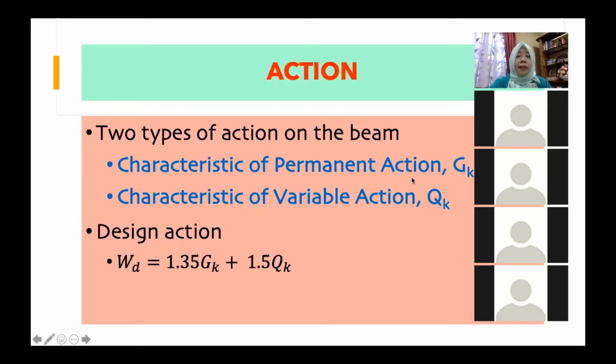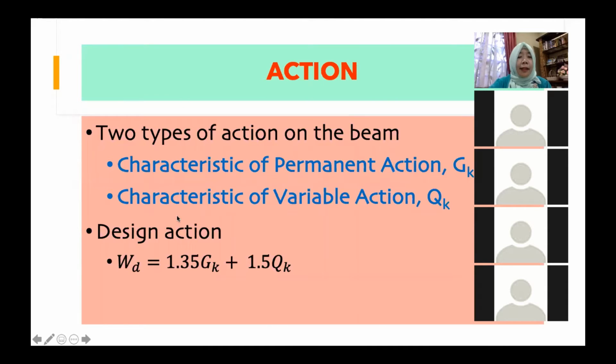Since our design now only considers the beam and also the slab, we only use these two types of action, called permanent and variable. Actually, we have others like seismic load, wind load, and so on, but maybe that is for the fourth year. So in this course, we only consider GK and QK.